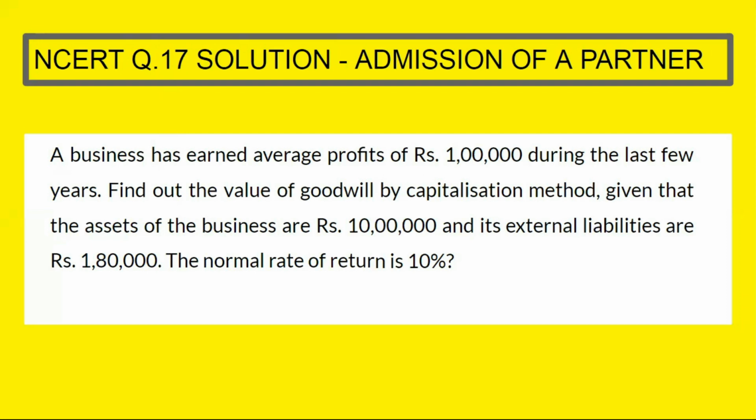Given that the assets of the business are 10 lakh and its external liabilities are 1,80,000. The normal rate of return is 10%. So the given data in the question is average profit; capital we need to calculate because total assets as well as external liabilities are given; the normal rate of return is also given.